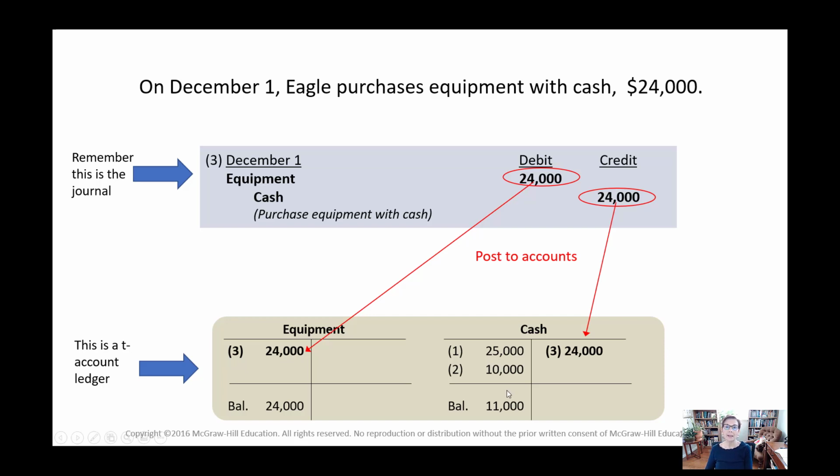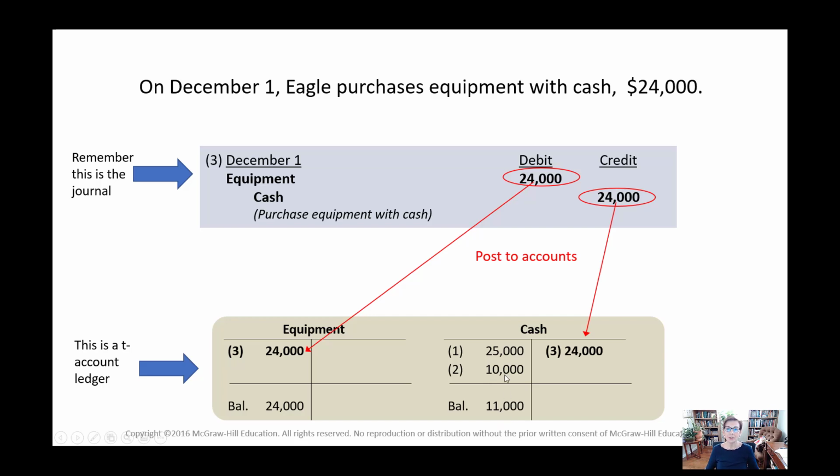Now let's look at what happened with cash. When you have a balance, the balance is shown on the side of the normal balance of that account, or where the biggest number is. So here we have an increase of 25,000, an increase of 10,000. So we have $35,000 of increases minus 24,000 of decreases, which gives us a balance of 11,000. That is written on the debit side because it is a debit balance, right?